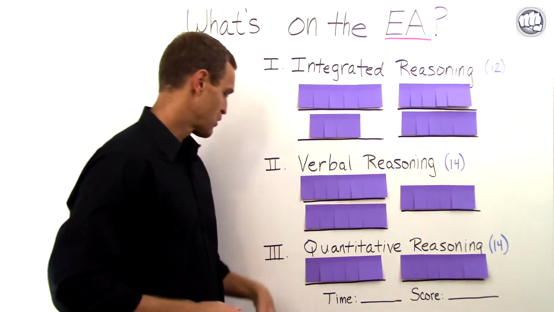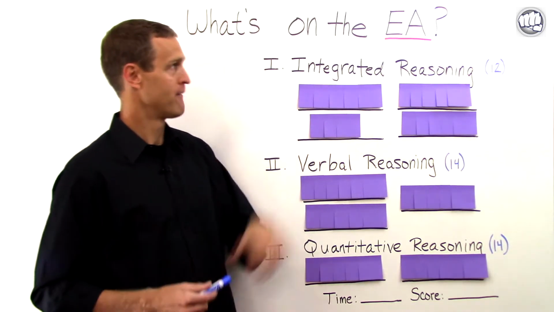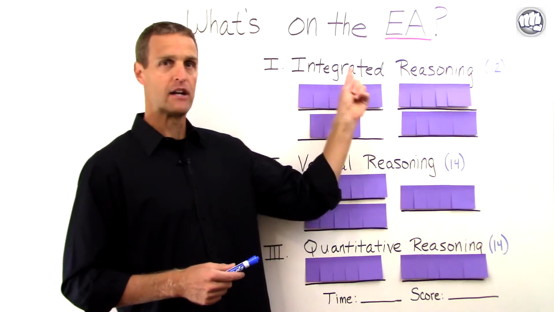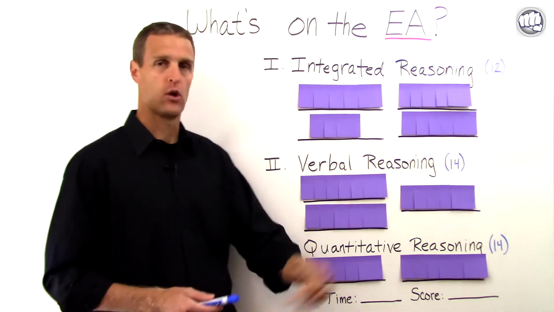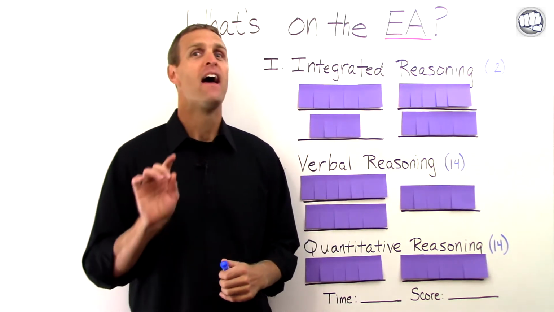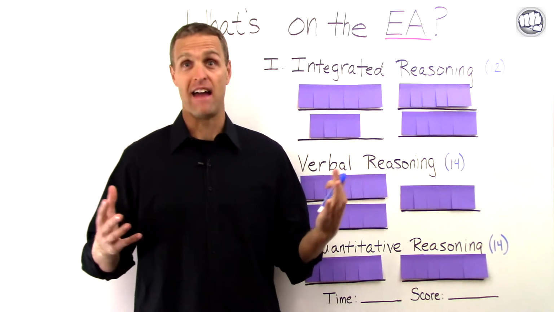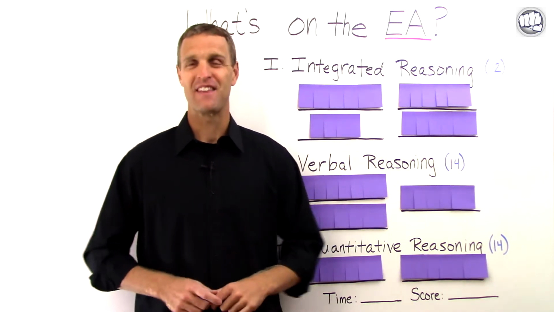Now, you see on the screen, there are three major sections of the executive assessment: integrated reasoning, verbal reasoning, and quantitative reasoning. Those are literally what they call the sections of the exam. And I want to point out a very important aspect of that, something we need to talk about right at the outset.